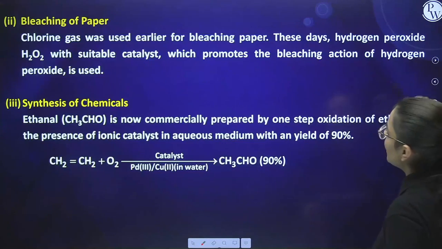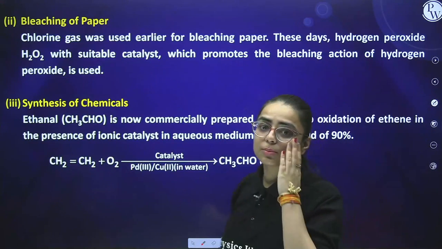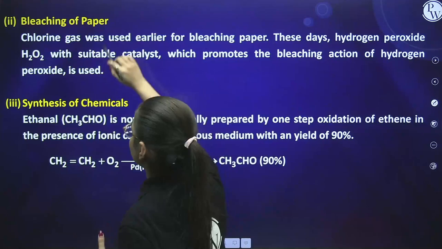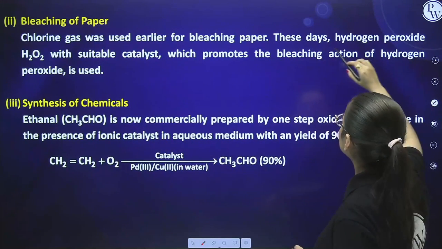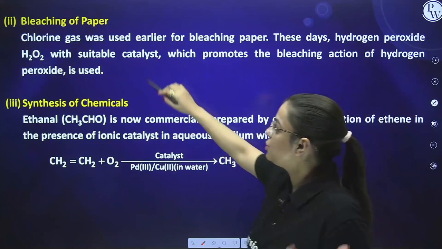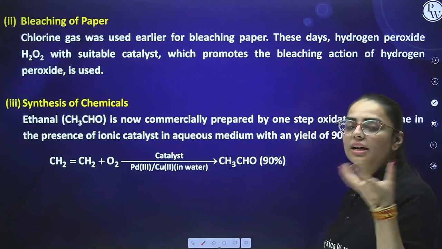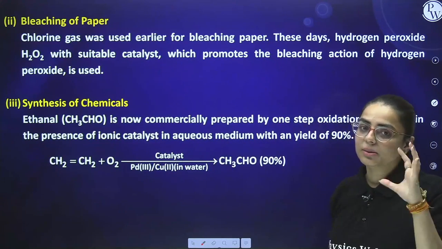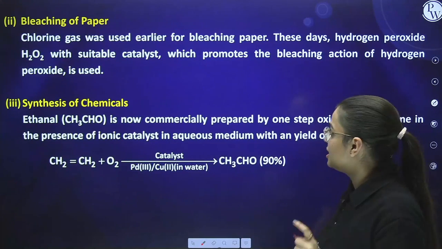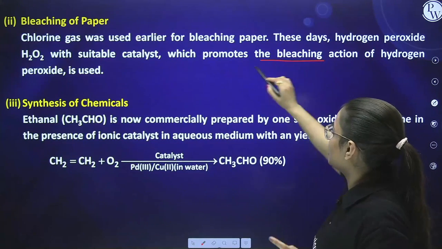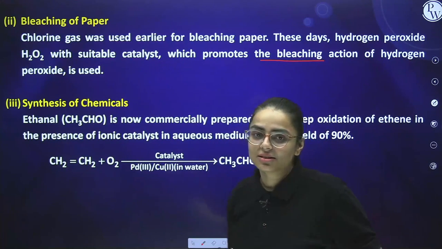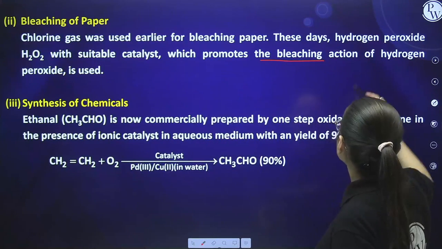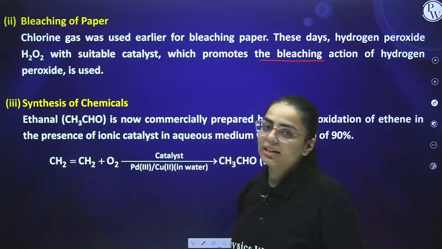Now, the next thing in day-to-day life is the bleaching of paper. See over here. Chlorine gas was used earlier for bleaching paper. These days, hydrogen peroxide is used, again with a suitable catalyst. Now, a catalyst can either increase or decrease the reaction, depending upon which catalyst we are using, right? Here, we are using a positive catalyst, which basically increases the reaction and promotes the bleaching action, okay?